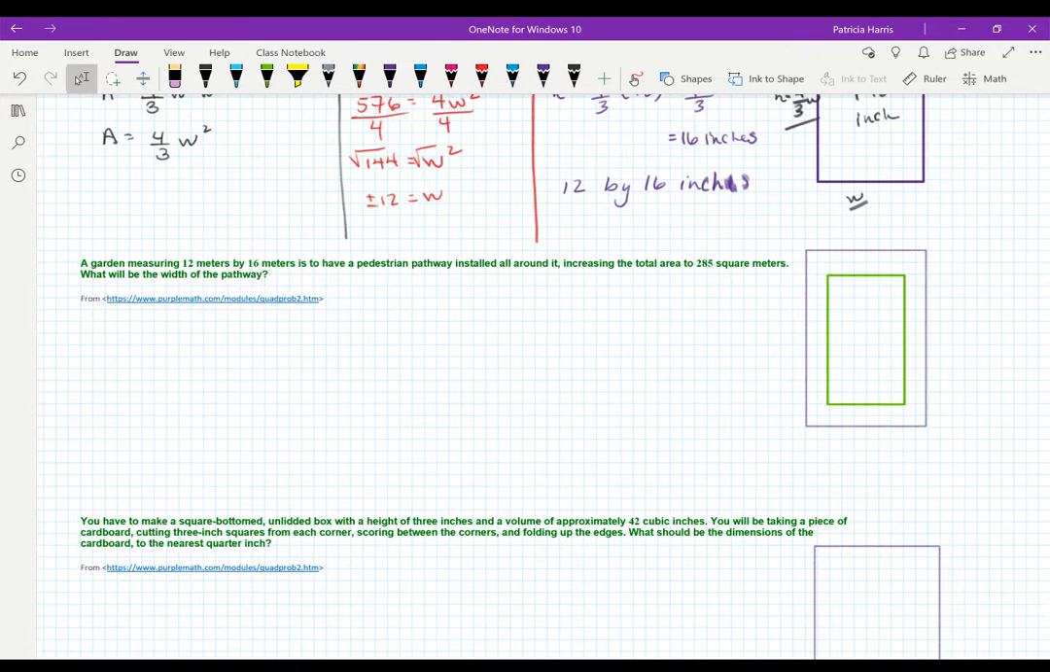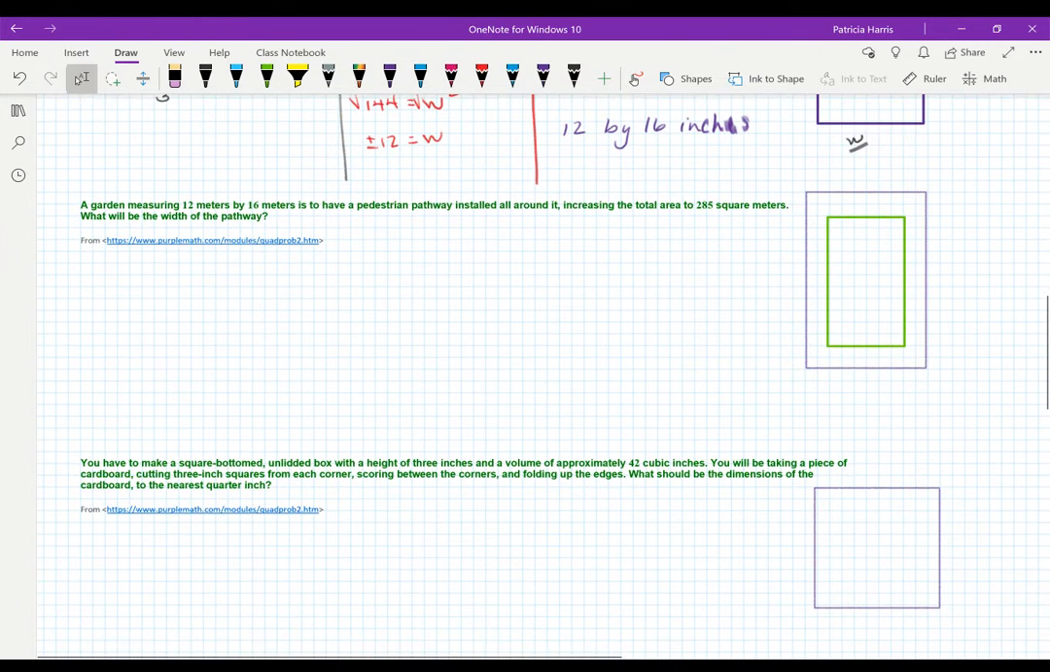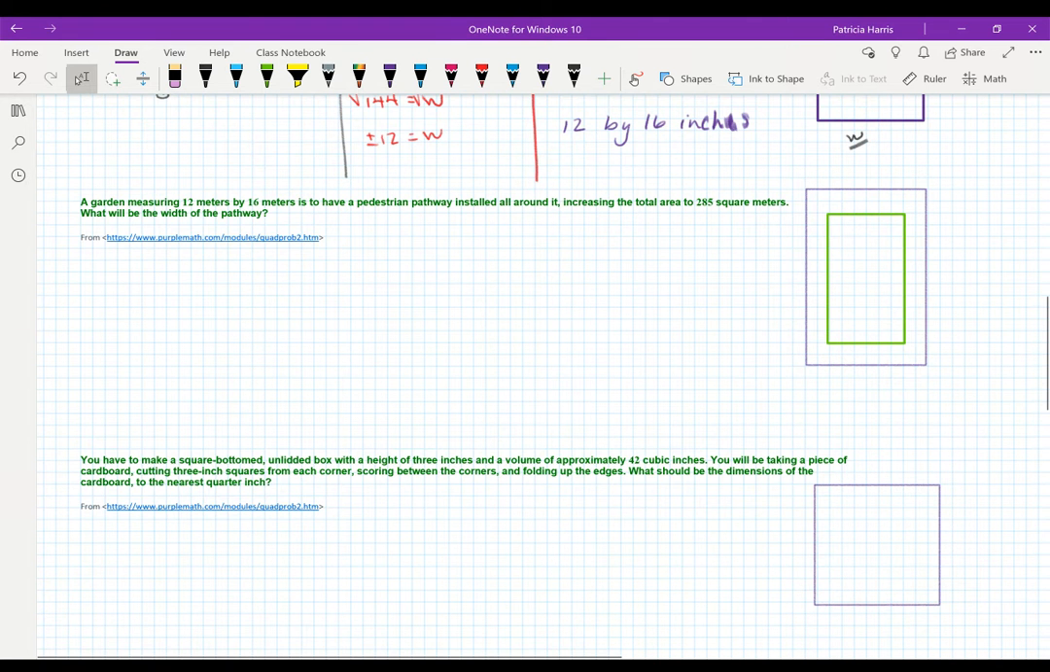All right. A garden measuring 12 by 16 meters is to have a pedestrian pathway around it, increasing the total area to 285 square meters. What will be the width of the pathway? So the inner rectangle is our garden. So we know that's 12 by 16. Now we're going to put a pathway around it. We don't know how wide that pathway is. So we're going to call that width x.